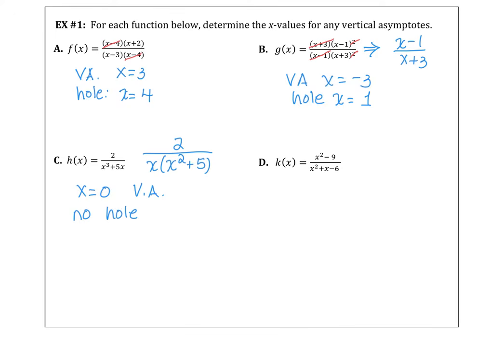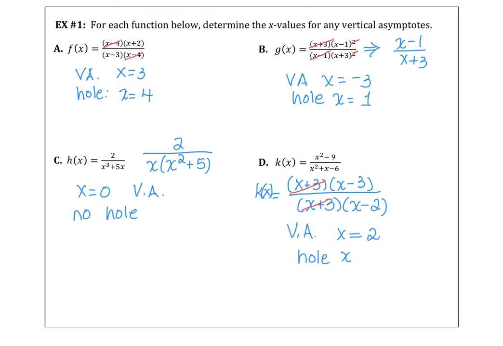On the last one, k of x, you've got x plus 3 times x minus 3 in the numerator, and factors of negative 6 that add up to 1 would be 3 times negative 2. The x plus 3's could be removed, and this would be our simplified form. So there's a vertical asymptote where the denominator is 0, and there's a hole where the numerator is 0.